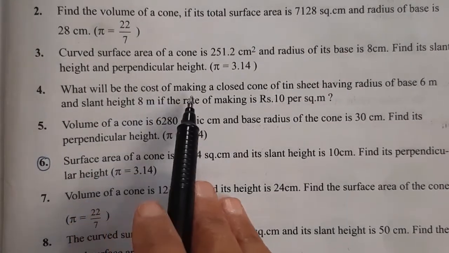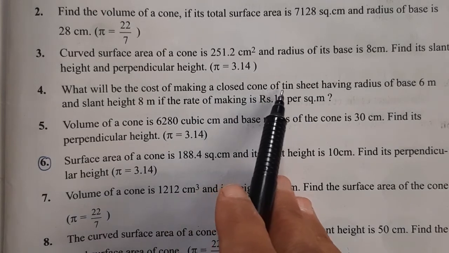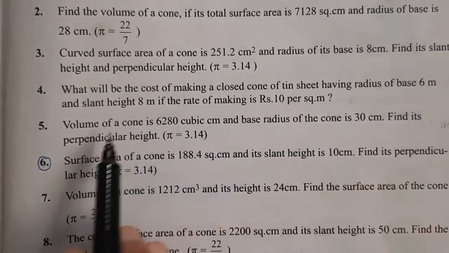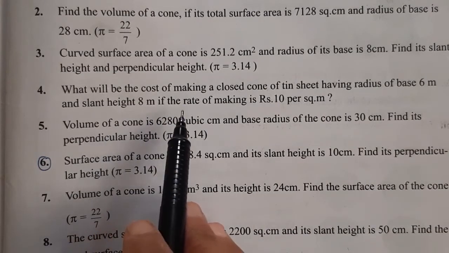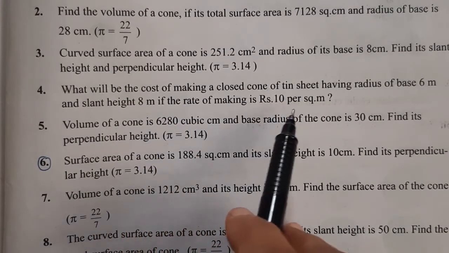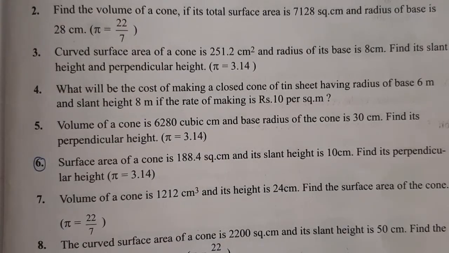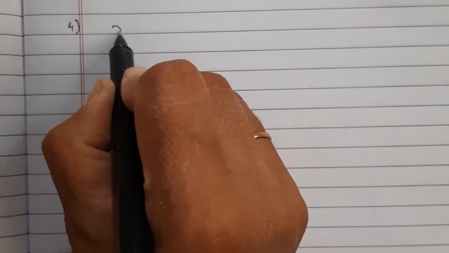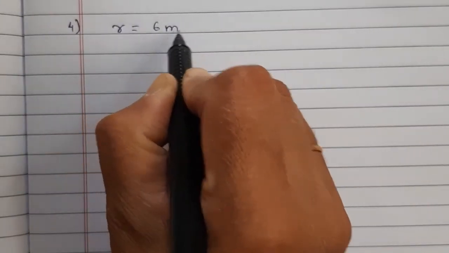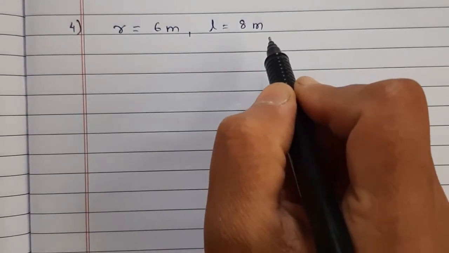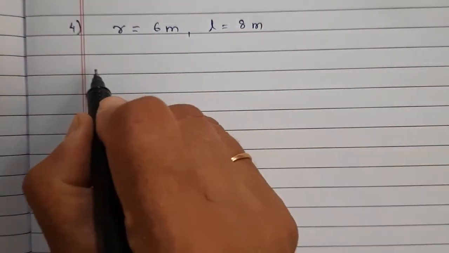What will be the cost of making a closed cone of tin sheet having radius of base 6 meter and slant height 8 meter if the rate of making is rupees 10 per square meter? Now see the solution. Here R is given 6 meter, then L is given 8 meter. First of all, we have to find the total surface area of the cone.